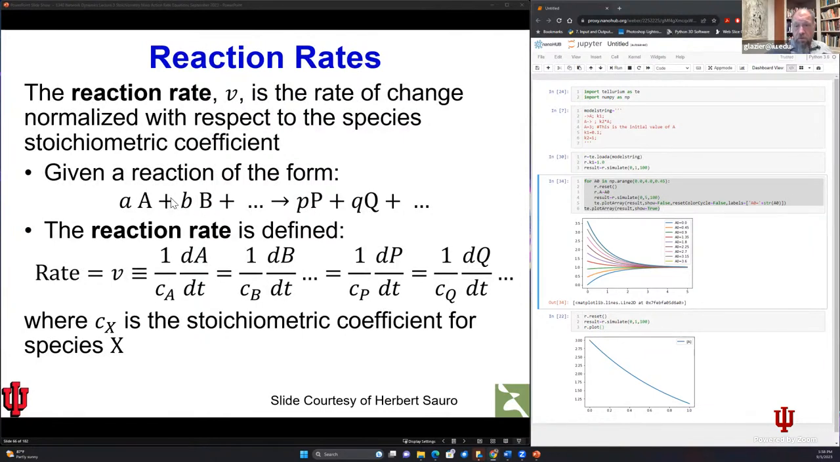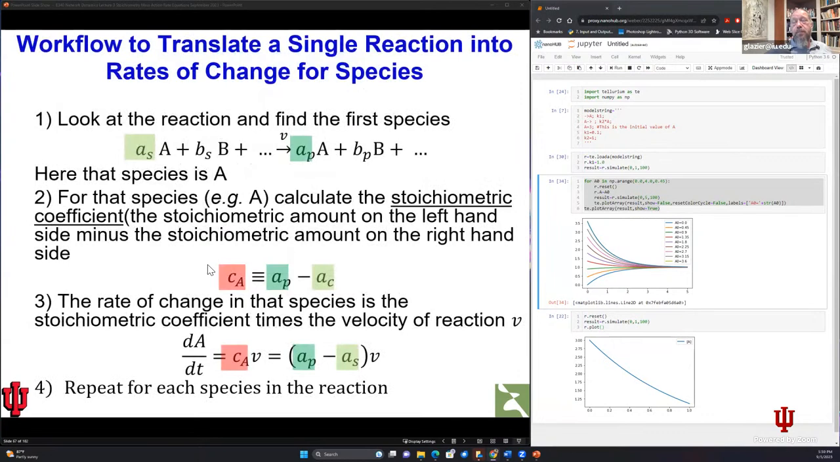Those rates that I wrote on the arrow, when I convert them into ODEs, I have to multiply by that stoichiometric coefficient. And so maybe this is a little bit excessive to do this, but suppose that I have little a sub S molecules of A on the left, and I wind up with little a sub P, substrate and product, molecules of A on the right. The stoichiometric coefficient would be a sub P minus a sub S. The net rate of change would be that, a sub P minus a sub S, times the velocity of the reaction.